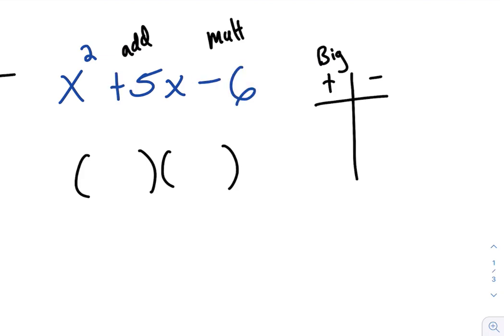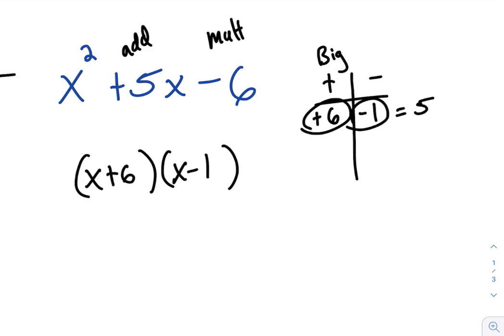All right, so again, I'm going to start with 1. Now again, the smaller number needs to be on the right. So negative 1 on the right. 1 times a positive 6 makes a negative 6. Negative 6 plus negative 1 is a positive 5. So here you go. I found my two numbers, x plus 6 and x minus 1.